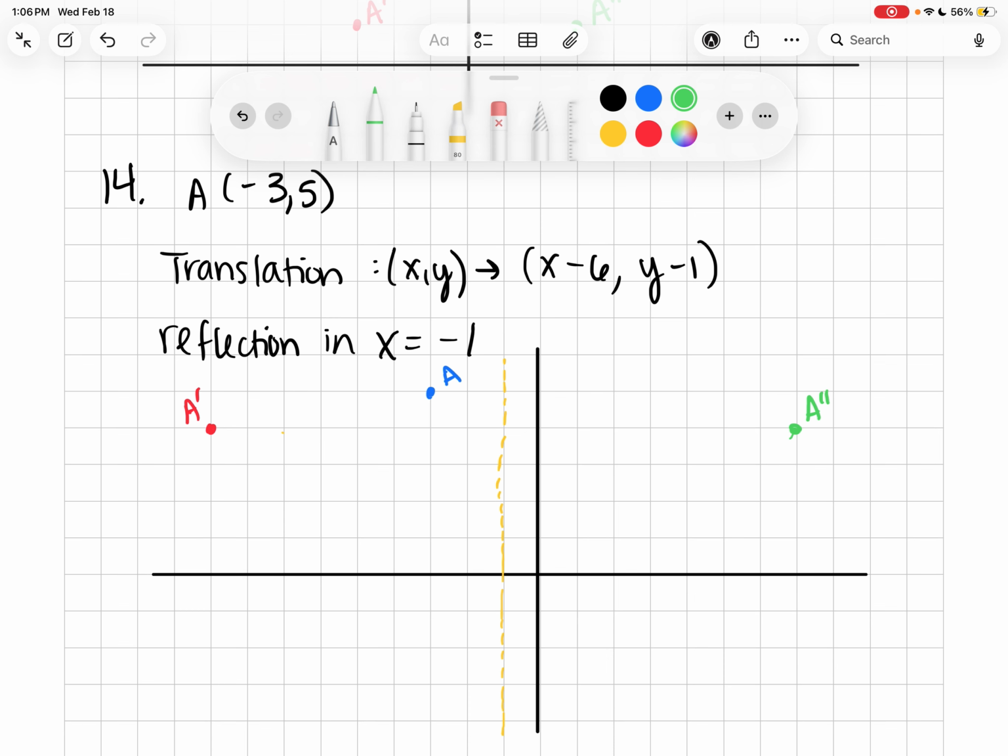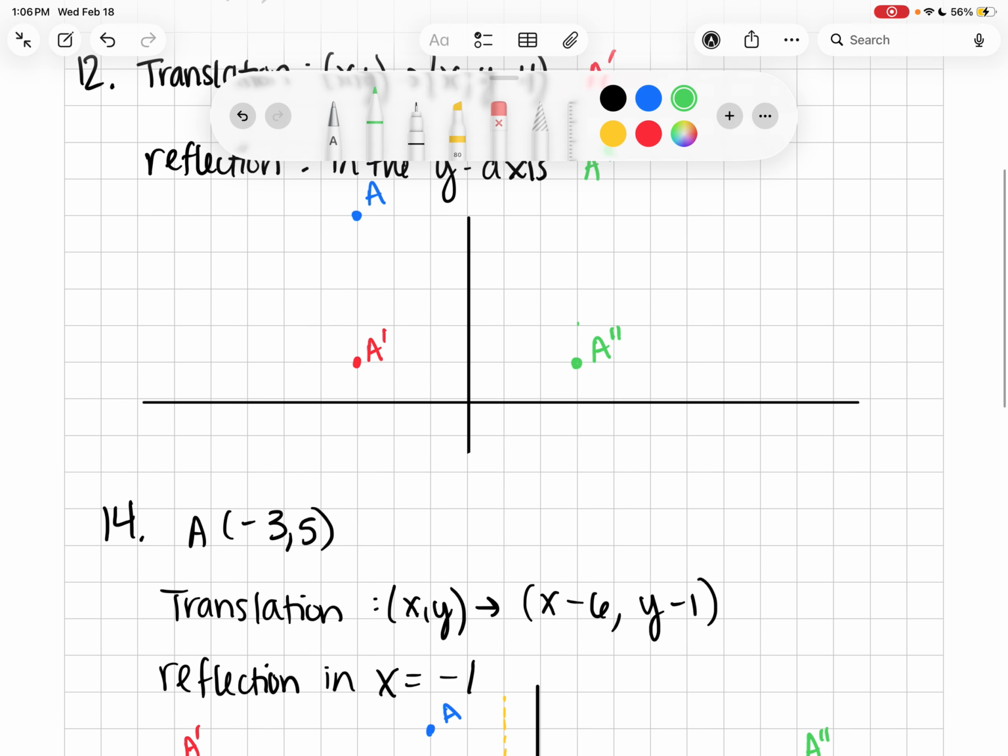So the book is looking for the final coordinates of this, but if you've graphed it, I should be able to see where that is. As long as I can see where it is, that's fine. And just to go back, this one, I think we said it, was at 3, 1. The previous one.